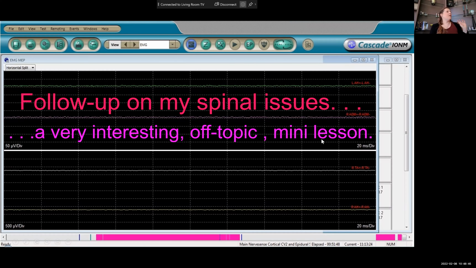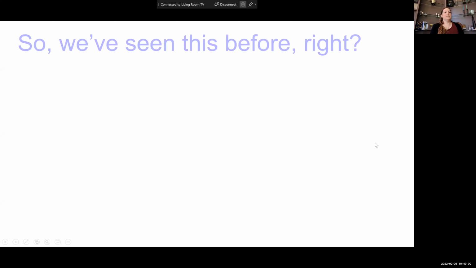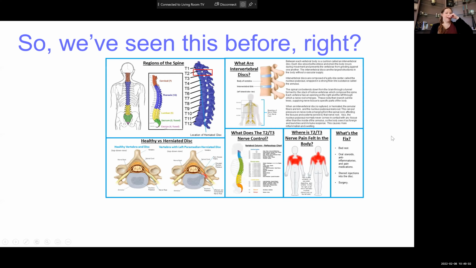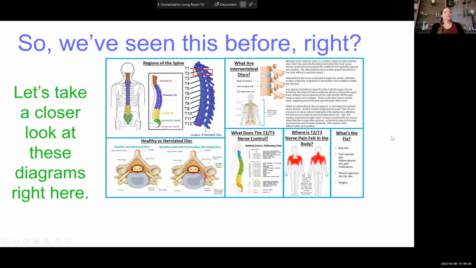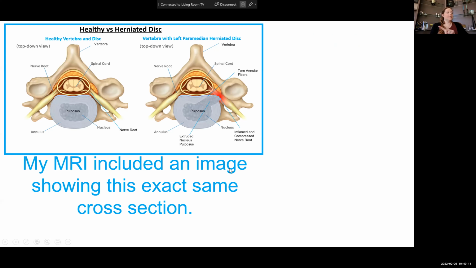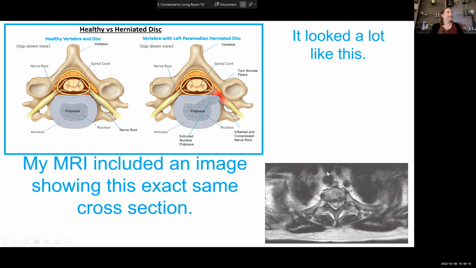So this is a follow-up on all my weird spinal stuff, but it's a perfect segue into some stuff I wanted to cover before we start dissections. Where's Cole? Okay, so follow up. This is off topic, sort of, some of it, not all of it. So here we go. You've seen this before, right? I sent this one with you guys. All righty. Now, we're going to take a closer look at these little vertebrae here. My MRI included this exact kind of image, showing this exact same kind of cross section. So it looked kind of like this.